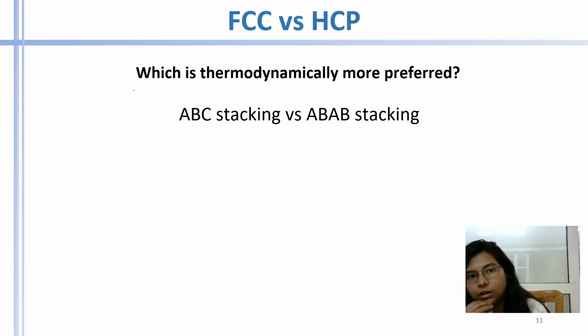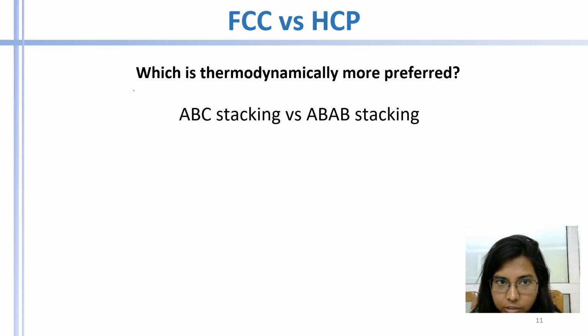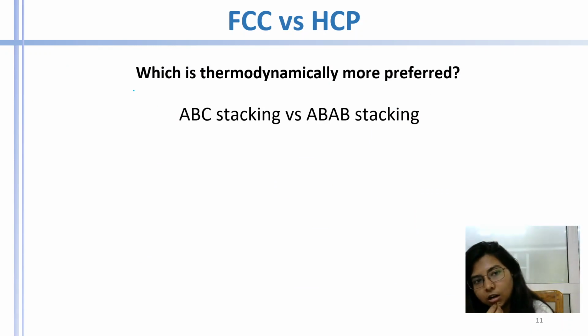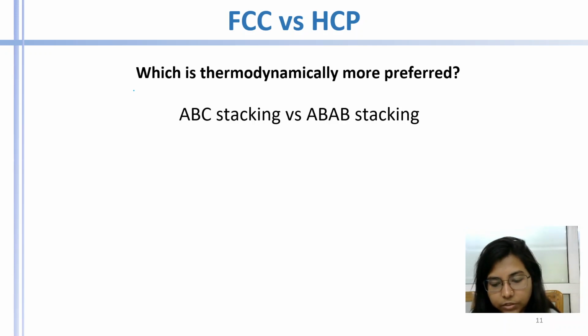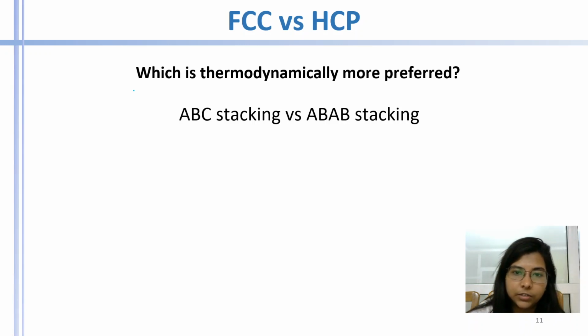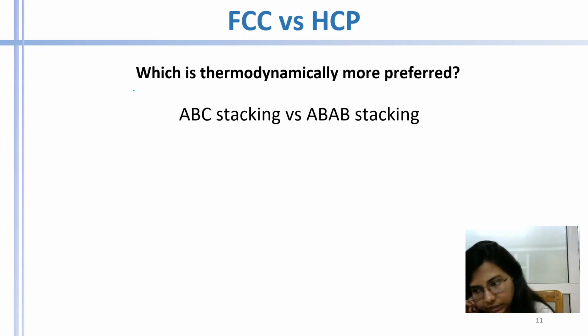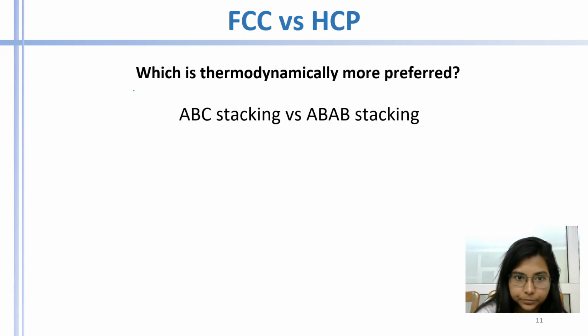Now we are learning about the FCC, which is the face centered cube. So we also have the HCP, the hexagonal close pack. So this is a very age-old question, right? Which one is thermodynamically more preferred? So the ABC stacking versus the ABAB stacking. So let us learn. We will do a quick recap of that.